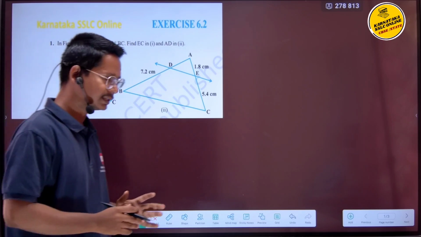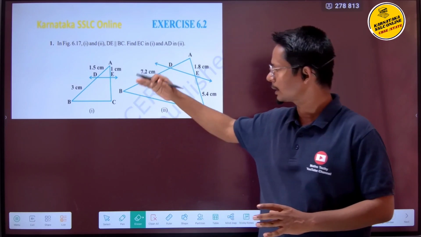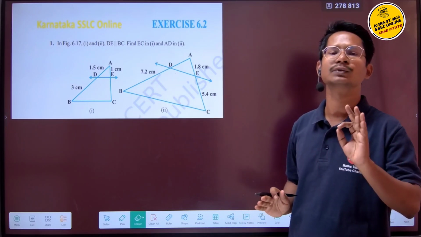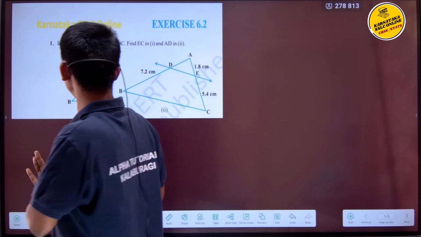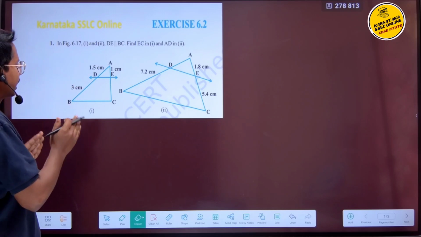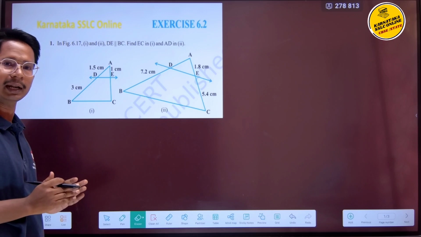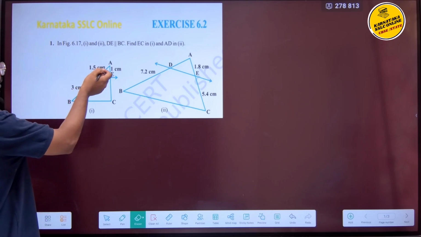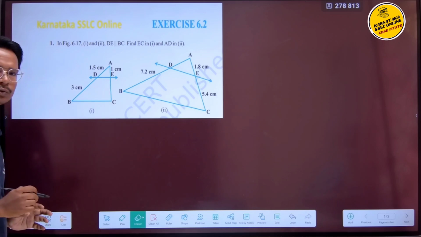See, in the last classes I have already explained you, in a triangle if a line is parallel to the third side, you can make use of a BPT. You can directly make use of a BPT. So I will make use of BPT, and when I make use of BPT, I can write the intersecting sides ratio are equal. The intersecting sides ratio means AD by DB equal to AE by EC. So ratios are equal.